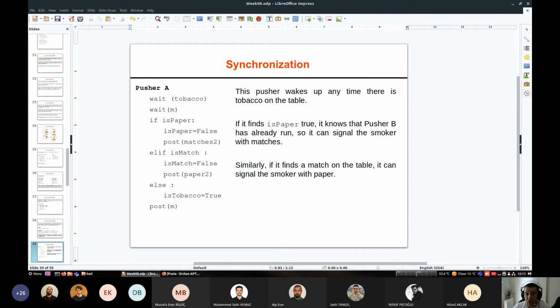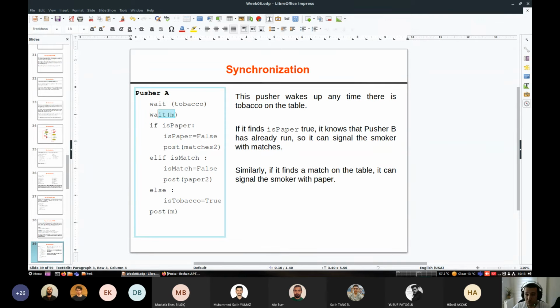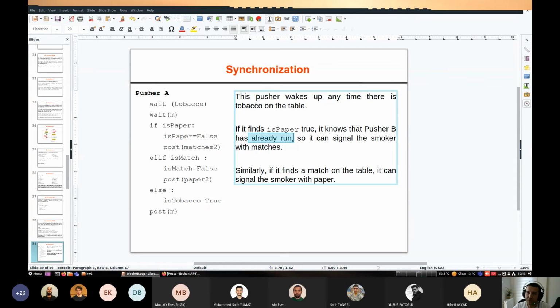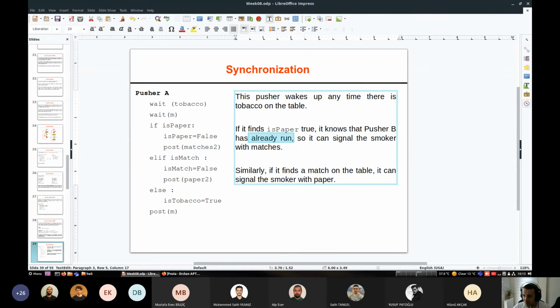If it succeeds in wait tobacco, that means there is definitely tobacco on the table. Then it gets the lock. It is going to access a shared resource, so wait M. So it checks the flag variables. This is where they come in. So if this paper is true, it knows that pusher B has already run. Okay, so this is used in order to understand which other pusher has already been executed.